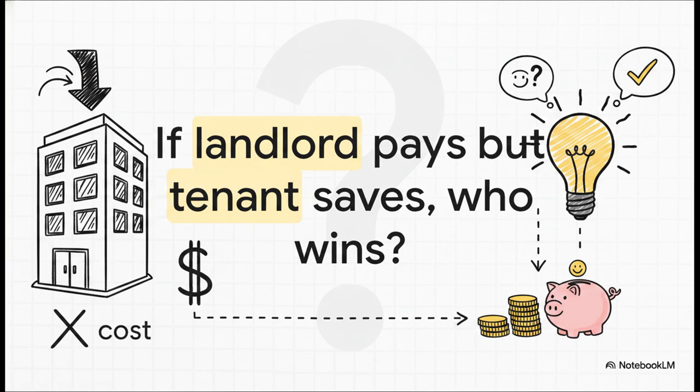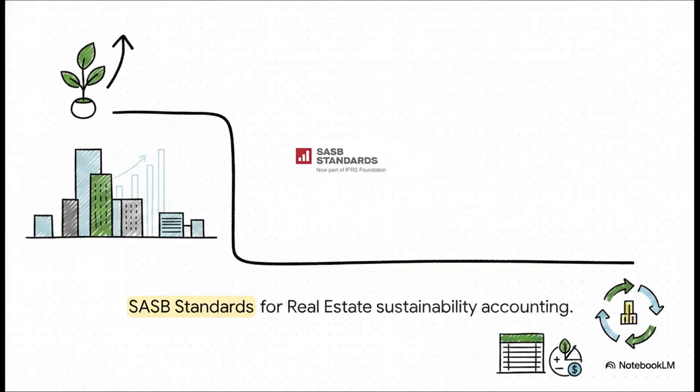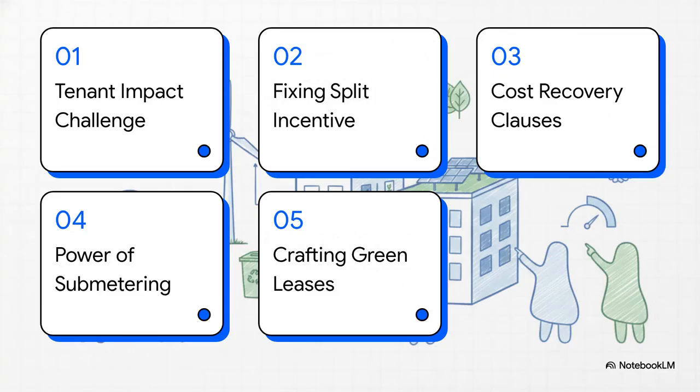Well, this fundamental disconnect has literally held back green real estate for decades. To solve this split incentive, we have to turn to the SASB standards for the real estate sector. Now managed under the International Sustainability Standards Board, these guidelines really are the definitive framework. They tell real estate entities exactly how to account for these specific risks and opportunities. Crucially, they give us the precise metrics we need to measure exactly how well a landlord is managing their tenants' sustainability impacts. We're breaking this explainer down into 5 logical steps to completely demystify these accounting metrics.